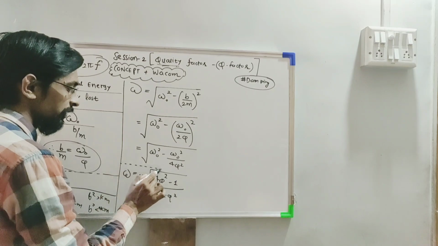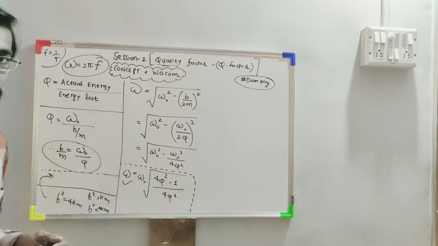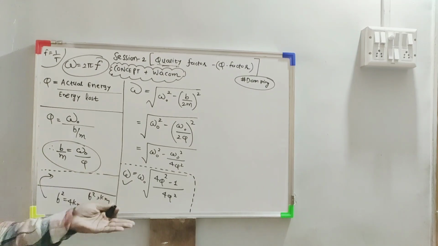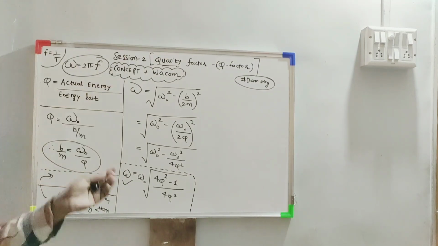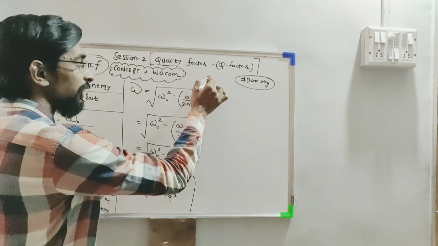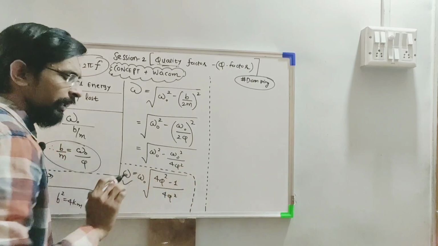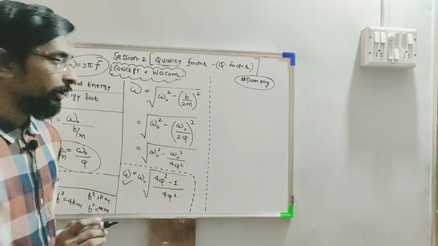This would be the very simpler form of this instantaneous frequency, we can say, or the damped frequency of a damped oscillator at a particular instant, associated with this quality factor. Now we can have three cases: underdamped, critically damped, and overdamped.